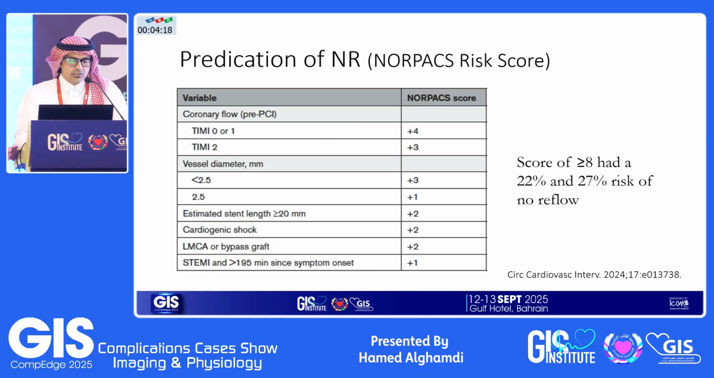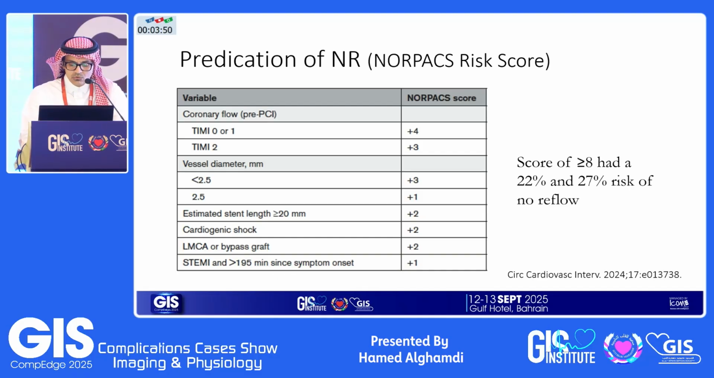Again, this is a very decent and recent attempt from a group of researchers looking at the prediction of no reflow. It's called the NORPASS risk score, and they came up with different clinical criteria. In the initial cohort, as well as in the validation cohort, they concluded that a score of 8 or more had a 22 to 27% risk of no reflow.